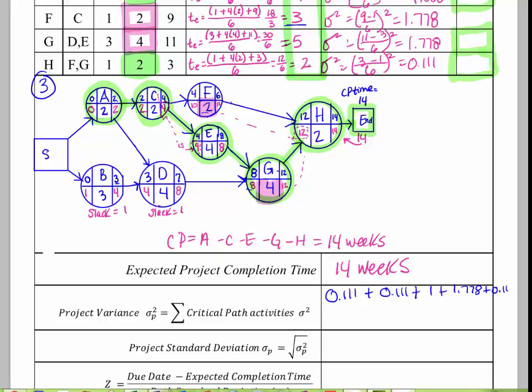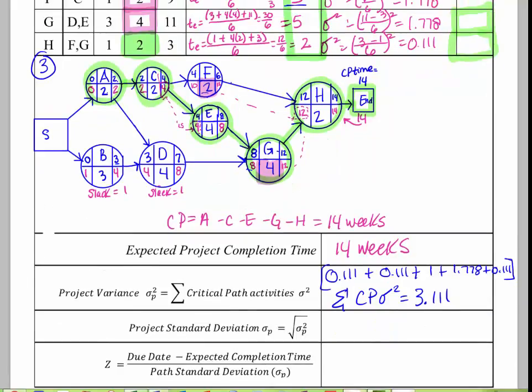So if we add up all these in our calculator, we're going to get 3.111, and I've got this noted as the sum of the critical path variances, which is going to be 3.111. From there, I want to create this project standard deviation, so all I need to do is take the square root of the critical path variance. So I'm just going to take the square root of 3.111, which will be 1.764. So this is the amount we expect our project to vary by.